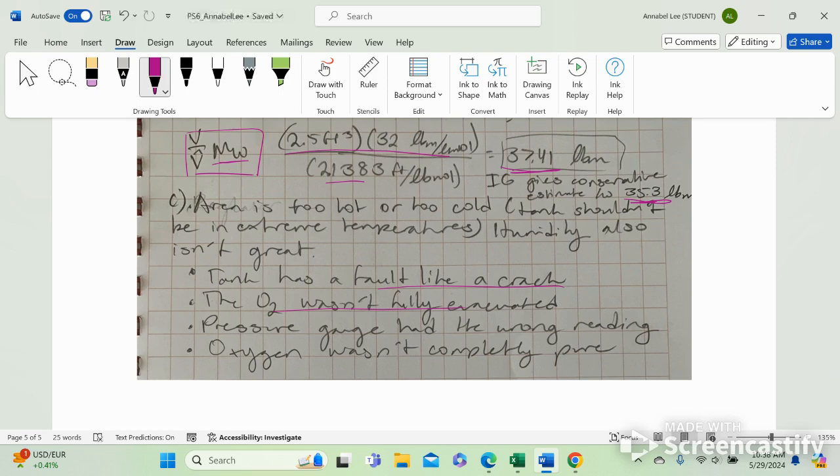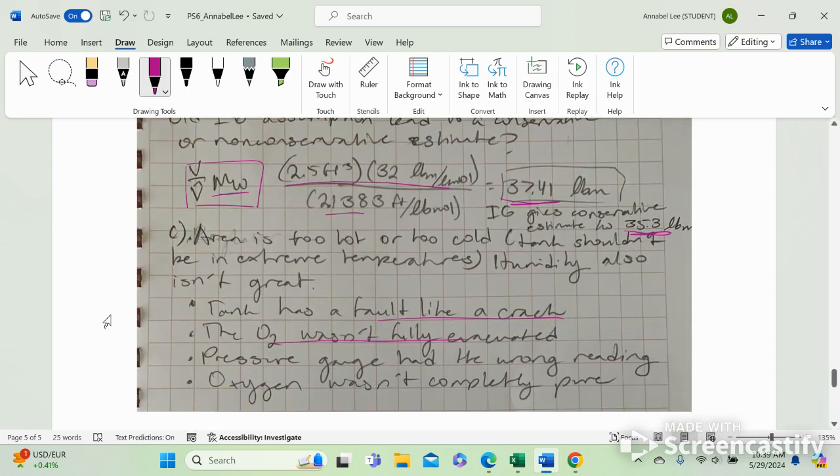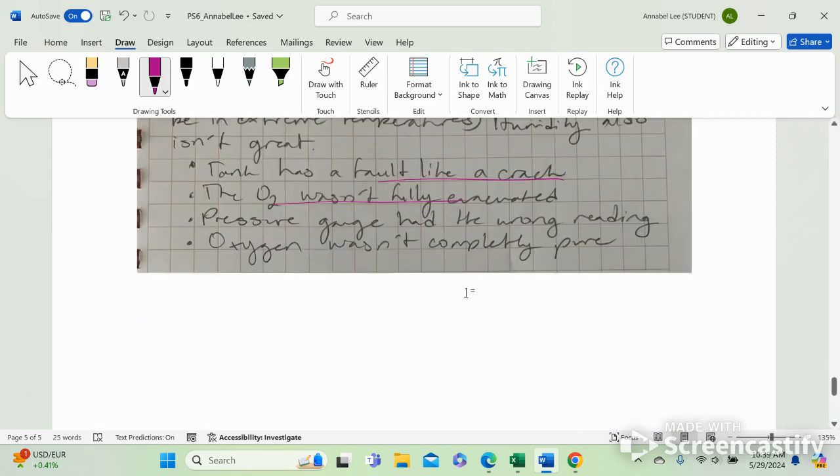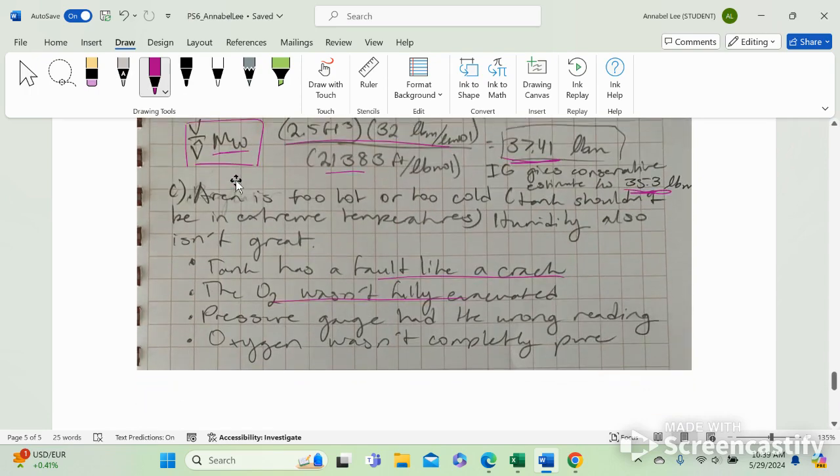And then maybe the oxygen wasn't completely pure, because I was thinking about that process and how it's probably really complicated and expensive. Maybe you still have a little bit of nitrogen in there, which has a slightly lower molecular weight. So yeah, and then critical temperature and pressure and all that. So it would be weird. But yeah, that's all I have.